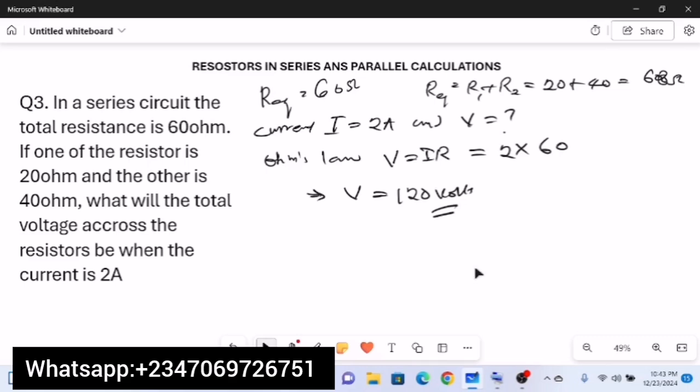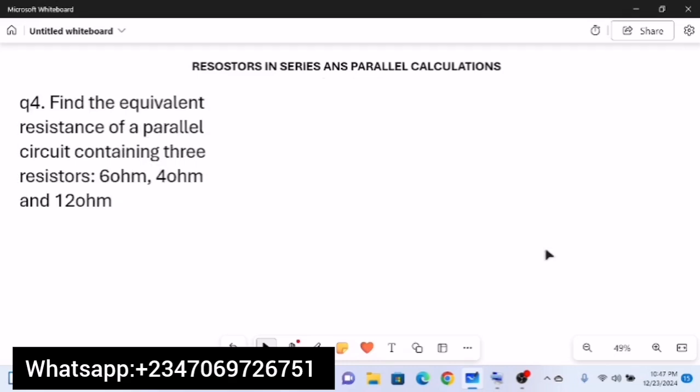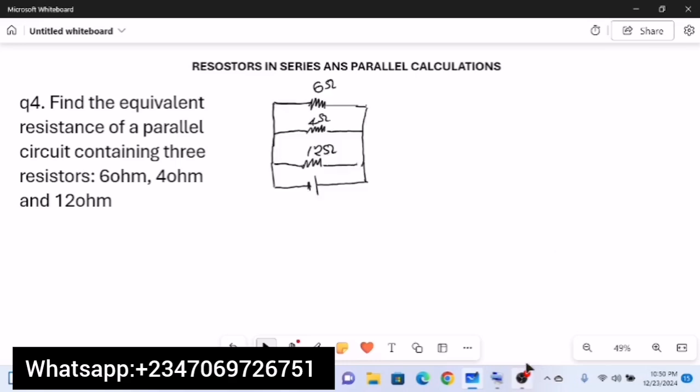Alright, so for the remaining 3 questions, we're now going to be focusing on resistors in parallel calculations. Now this question says, find the equivalent resistance of a parallel circuit containing 3 resistors: 6 ohms, 4 ohms, and 12 ohms. Okay, so I'm going to be drawing the diagram to explain the parallel connection.